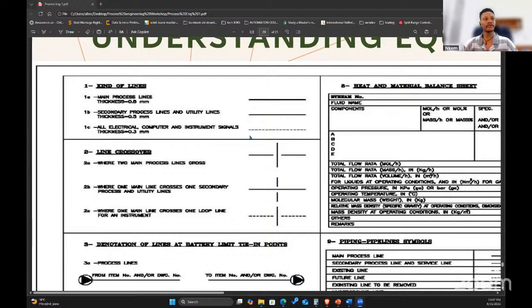So when you go to the field, you're able to identify that lines that are broken like this are the electrical signal lines. The lines that are not thick are the utility lines, usually the 2-inch or 1-inch lines you see in the physical plant. So with this lesson, you'll be able to quickly understand any plant drawing you see.